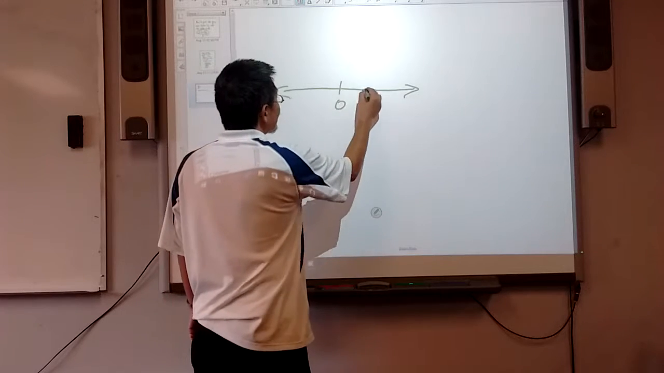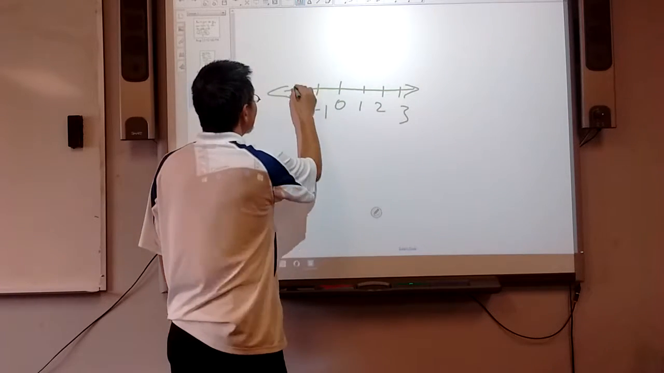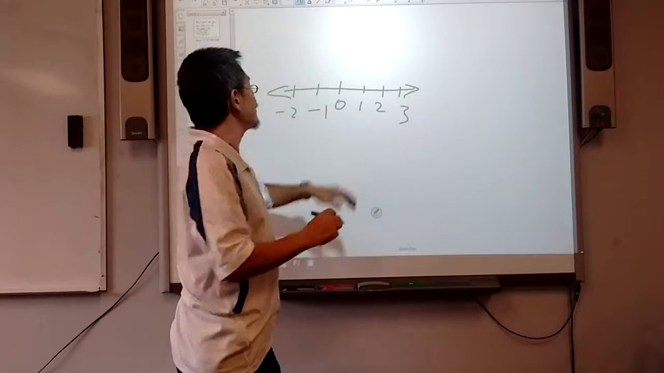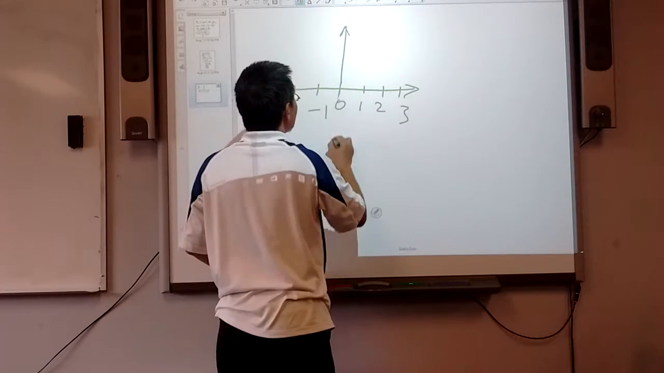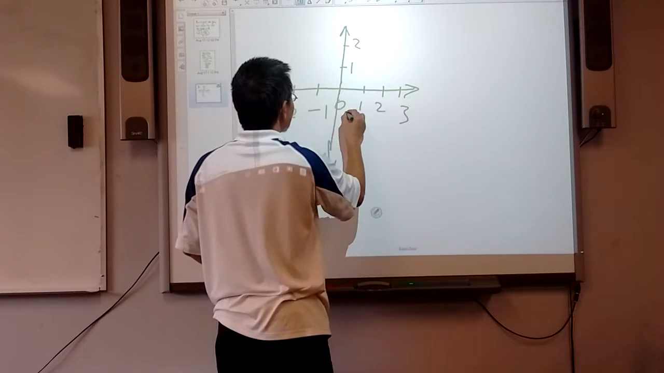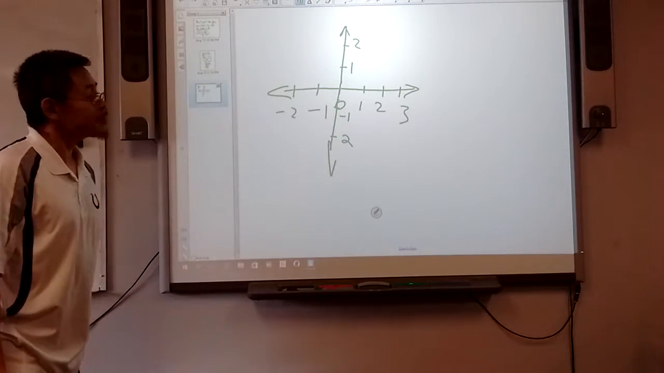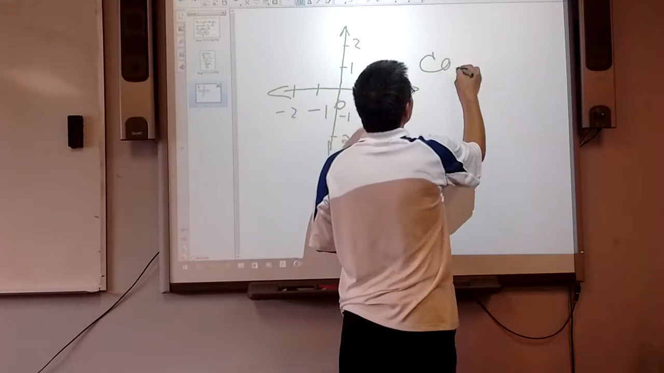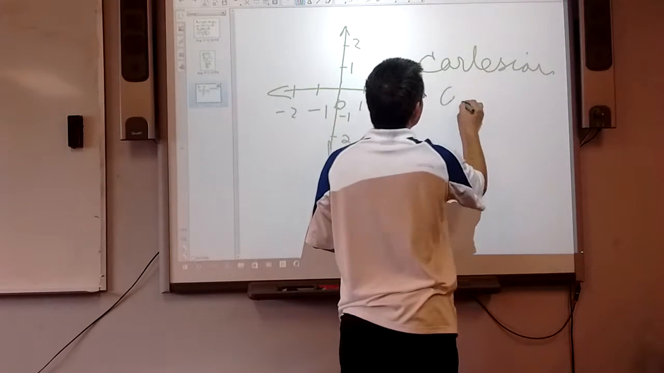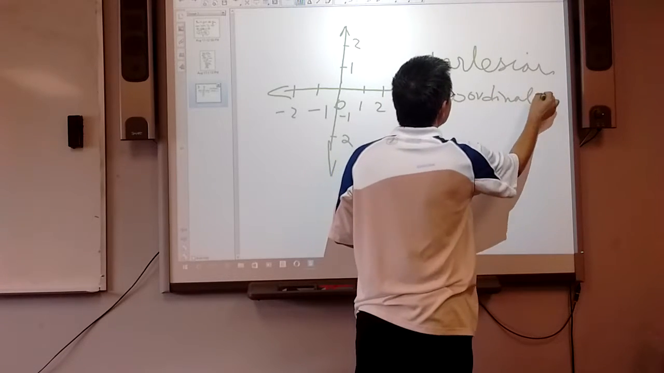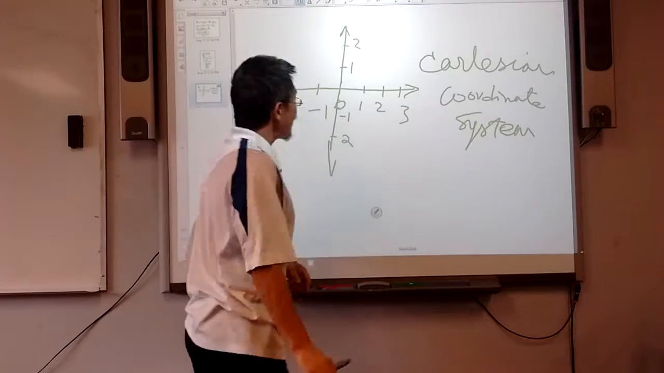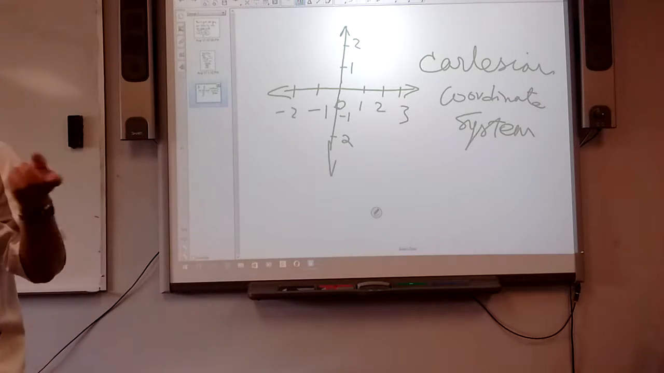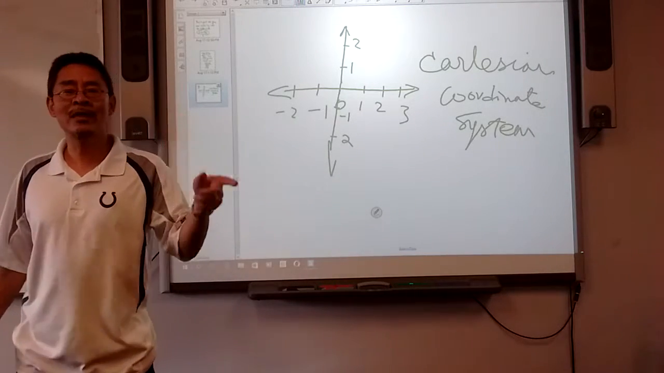We know we have a number line here, right? This everybody knows, right? And if we put two together, but one is perpendicular to that, 1, 2, -1, -2, we got this. This is called the Cartesian coordinate system. This was actually invented by a guy called Rene Descartes, I don't know how to really pronounce it.